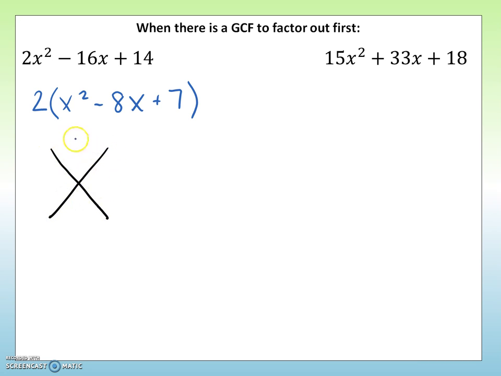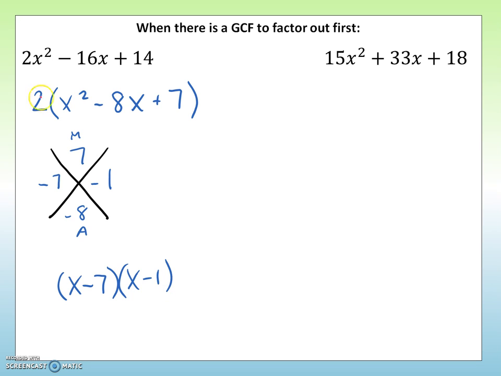We need two numbers to multiply to 7, but then add up to negative 8. Right? Guess and test, use your number sense. Negative 7 times negative 1 is 7. Negative 7 minus 1 is negative 8. So those are our two numbers. So we're going to write this as x minus 7 times x minus 1.